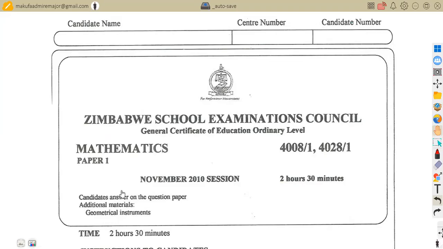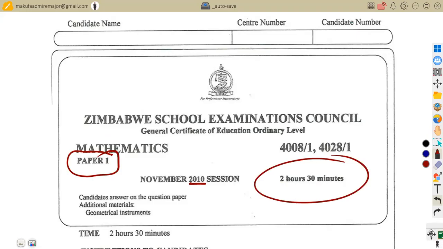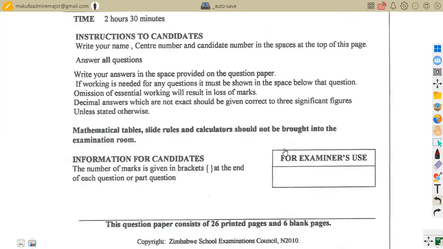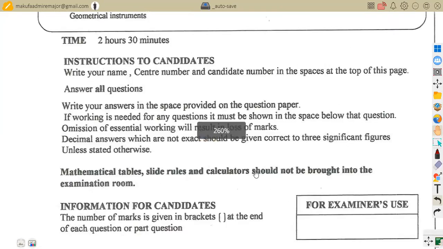Still working on our revisions for our O-level syllabus. We shall be focusing on the November 2010 question paper. That was paper one. So to our question paper, let us quickly see what we are given. Remember, read your information, understand your information properly.